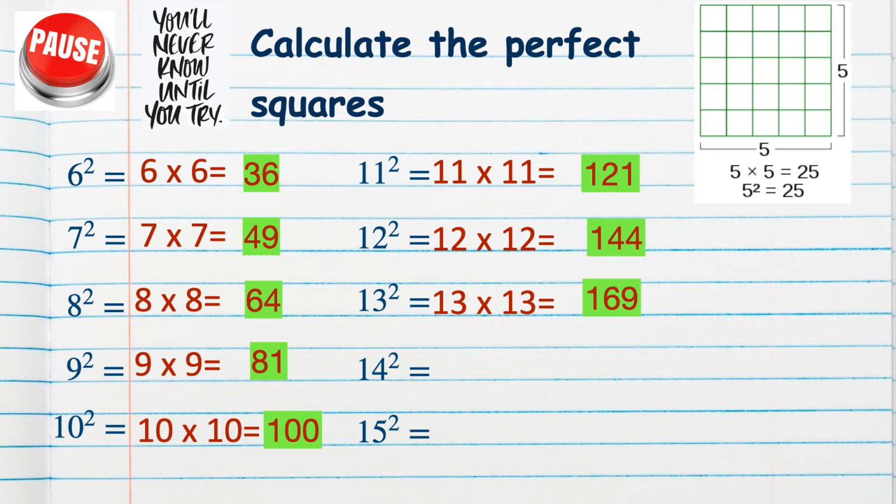And once again, if you didn't pause the video earlier, I would really encourage you to pause the video now and see if you can finish the last two. I believe in you. I know you could do it. Okay. So 14 square is 14 times 14, which equals 196. And 15 square is 15 times 15, which equals 225. Good job, guys. All right, next one.